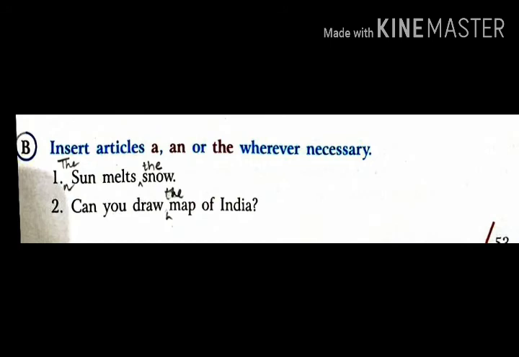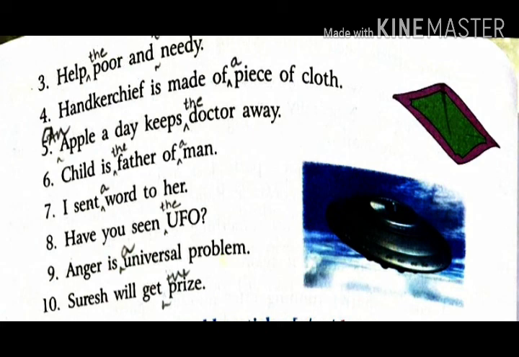B. Insert articles a, an or the wherever necessary. 1. Sun melts snow. The answer will be: the sun melts the snow. Second one: can you draw map of India? The answer will be: can you draw the map of India? Third: help poor and needy. Help the poor and the needy. Likewise, all of it has been done for you.